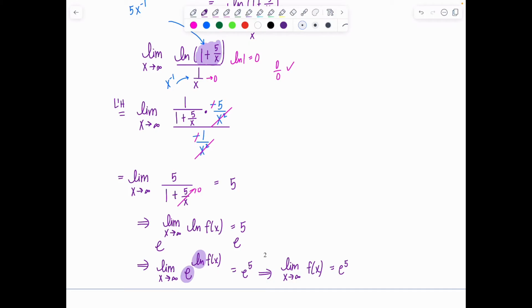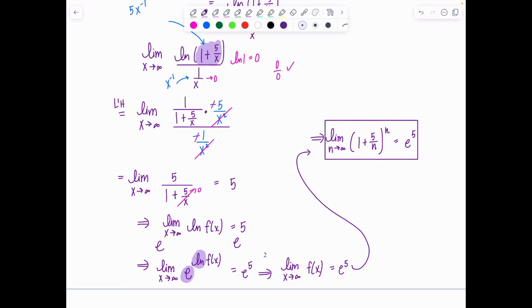And remember, f of x I put in as a replacement for the sequence. That way I could use L'Hopital's rule. So this tells us, in grand summary, the limit as n goes to infinity of a_n, which was (1 plus 5 over n) to the n, is e to the 5th.